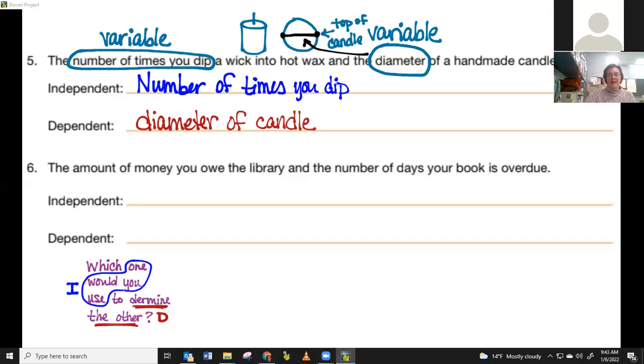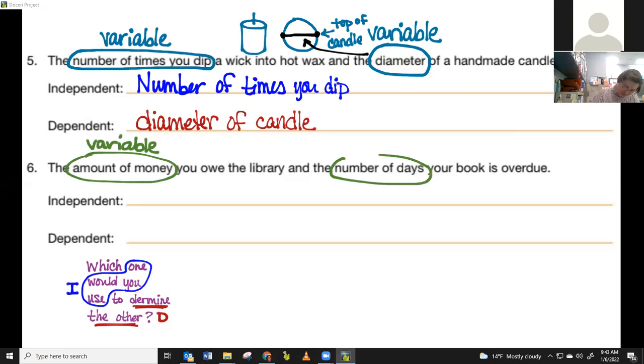All right, last one. We'll stop here for today. Amount of money you owe to the library and the number of days your book is overdue. What are the two variables here? What are our two variables? Money is one of them. So here's a variable. And number of days. There's our other variable.